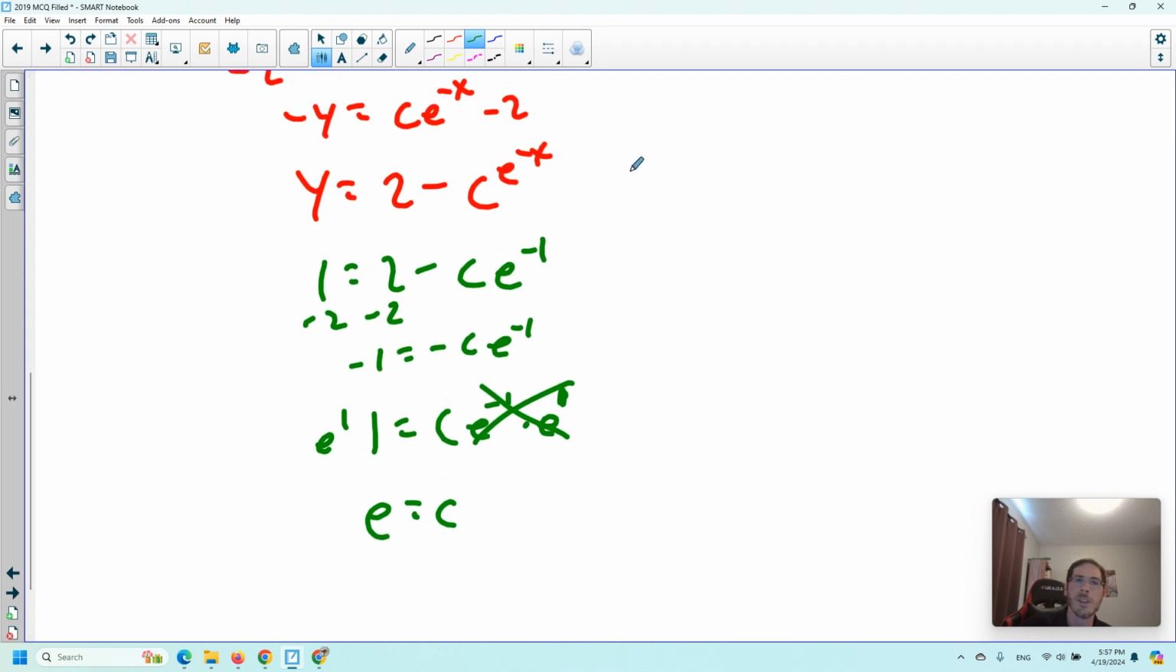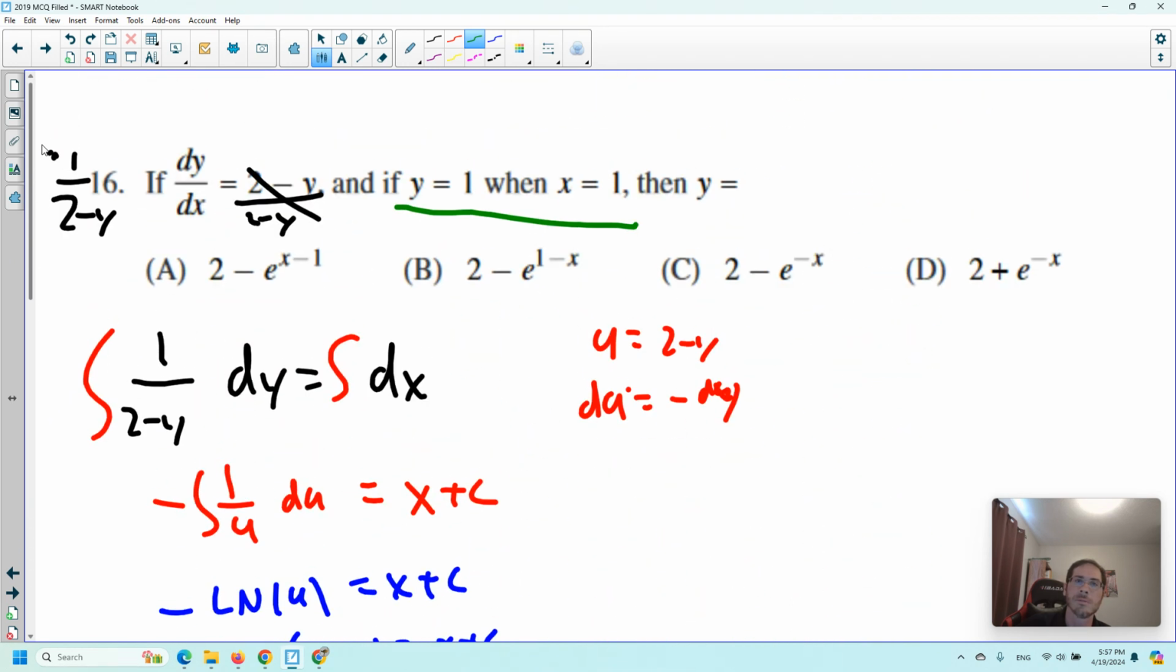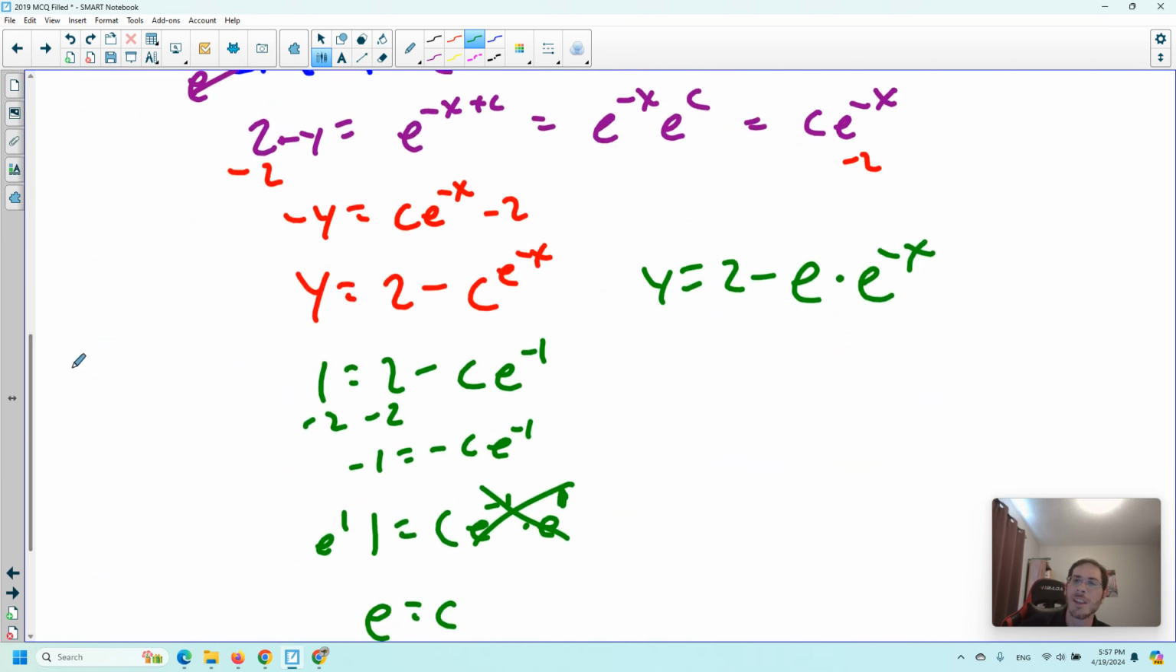All right. If e is equal to c, y is equal to 2 minus e times e to the negative x. All right, that's e to the first. So we go backwards of what we did up here. So it turns out, I guess keeping it like this was the better way to do it, but yeah, that's the way it goes sometimes.